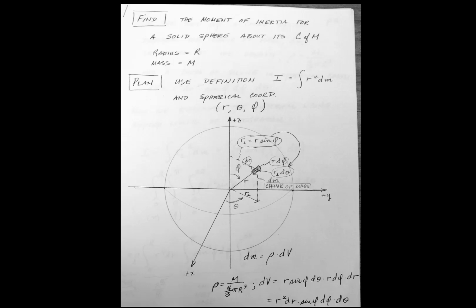We're also going to use spherical coordinates, where a position in space is defined as a distance from an origin, r, some angle from the positive x-axis, counterclockwise being positive, we'll call that theta, and then another angle from the positive z-axis. Rotating down from the positive z-axis, that'll be phi.